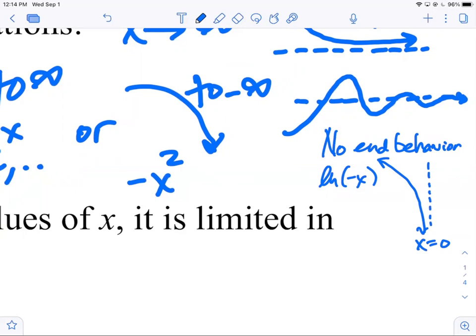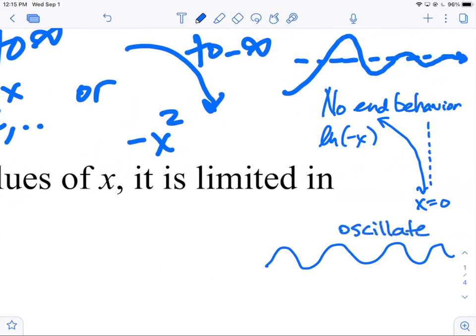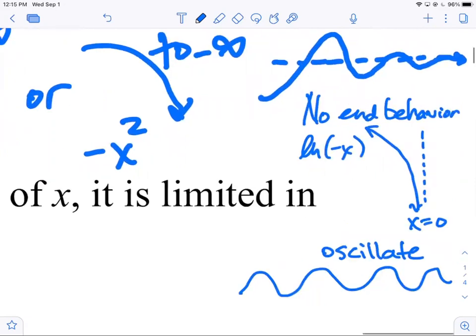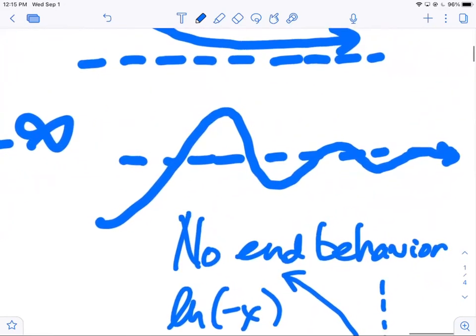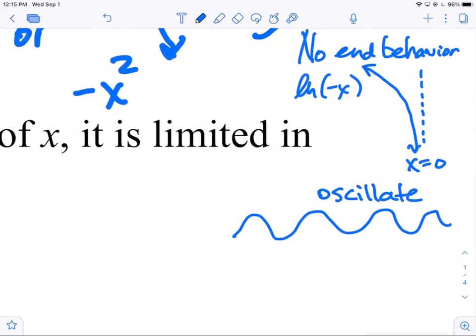And then there's one other thing it can do, really. It can oscillate, like sine, right? And it can oscillate between two fixed values like that. It can oscillate like this up here between two smaller and smaller values, which is a horizontal asymptote. And I'm not going to draw it because it's hard, but it can also oscillate between two increasingly large values, eventually going up to positive infinity and down to negative infinity before it turns around.